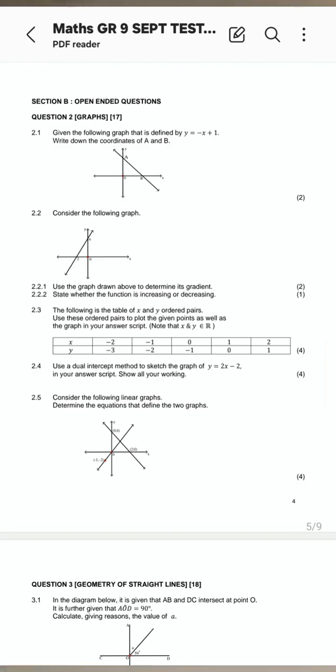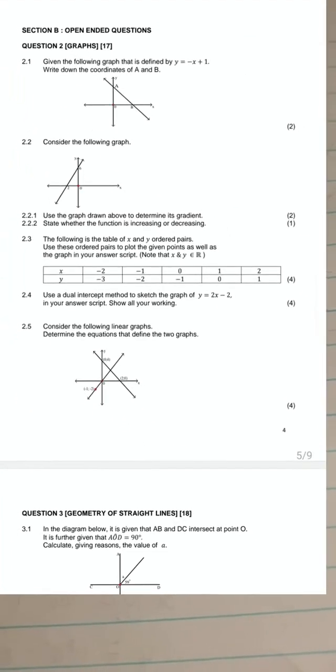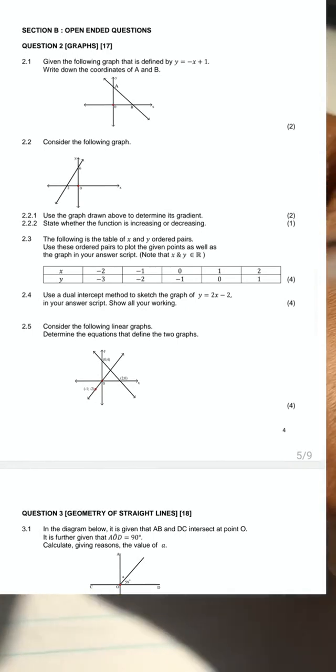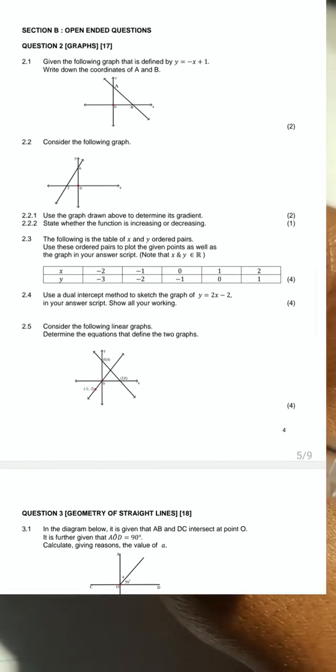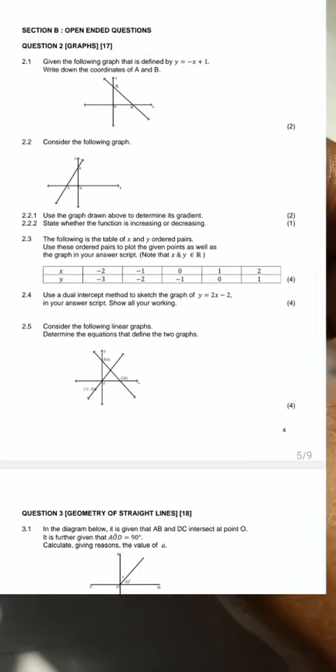Okay. Then 2.5, very interesting question. Consider the following linear graphs. Determine the equations that define the 2 graphs. How to find the equation of 2 lines. Okay, shouldn't be a real hassle. How to find the equation.